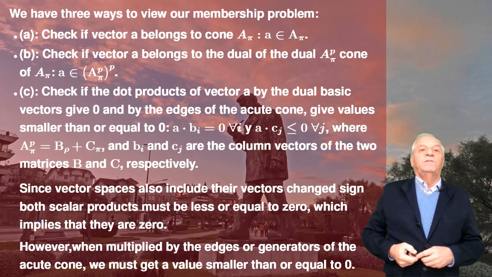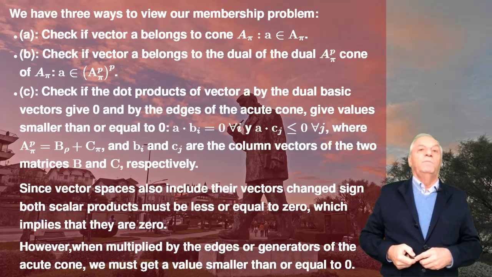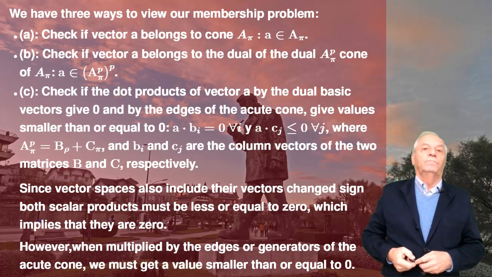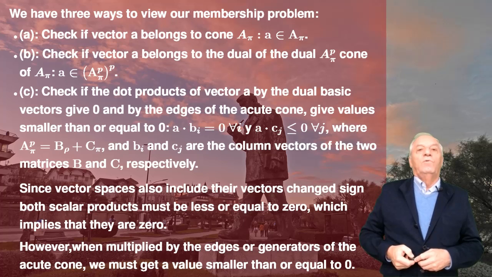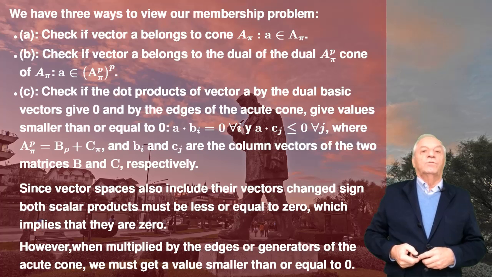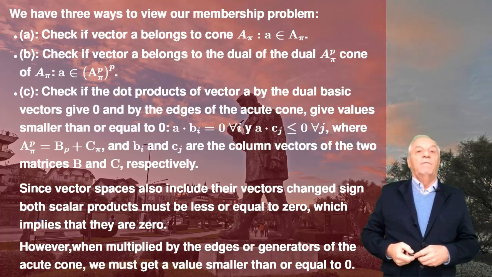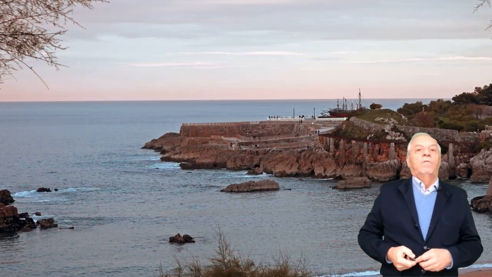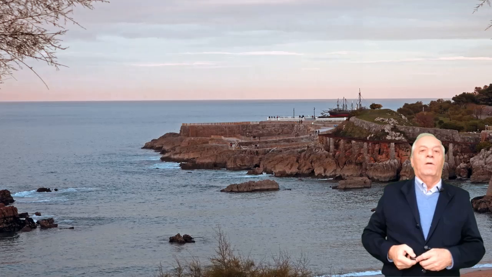Since vector spaces also include their vector change sign, both scalar products must be less or equal to 0, which implies that they are 0. However, when multiplied by the edges or generators of the acute cone, we must get a value smaller than or equal to 0. Then we know how to solve the problem.